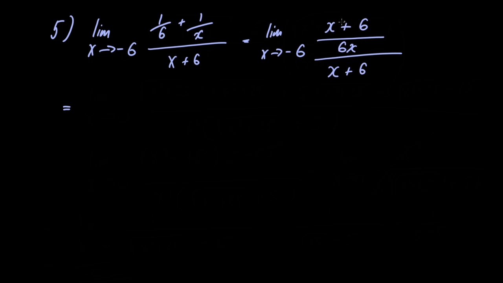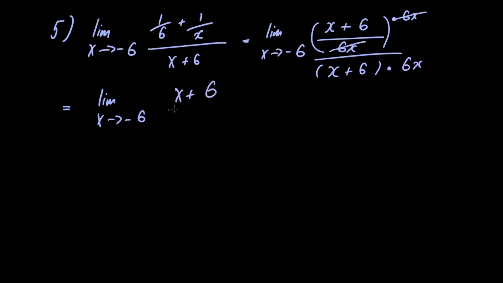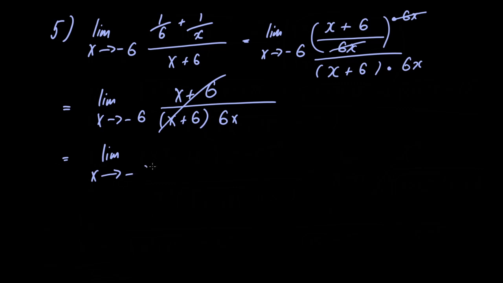So in order to simplify the numerator, we're going to multiply here by 6x, but we have to do the same to the denominator. So we're going to multiply that too by 6x. Now, this 6x cancels with this one here, so we can rewrite this as the limit as x approaches negative 6 of x plus 6 all over x plus 6 multiplied by 6x, and these two cancel here, so we're left with the limit as x approaches minus 6 of 1 over 6x.